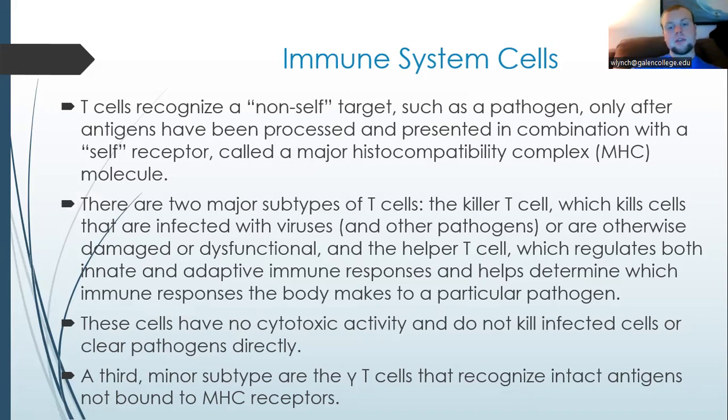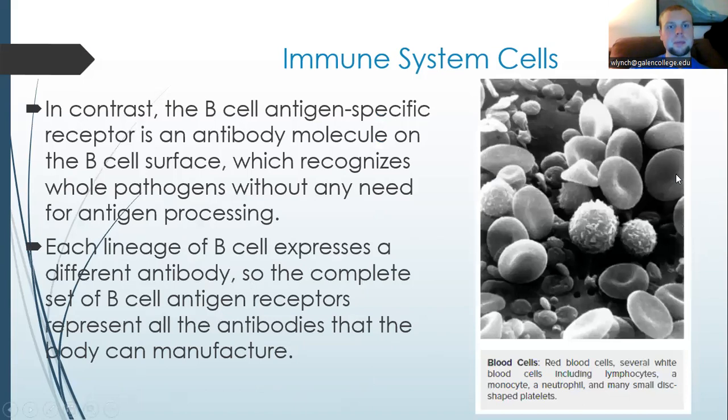A third subtype is going to be the gamma T cells, and those are going to recognize intact pathogens that are not bound to MHC receptors. So these are going to be not very numerous or populous in concentration.